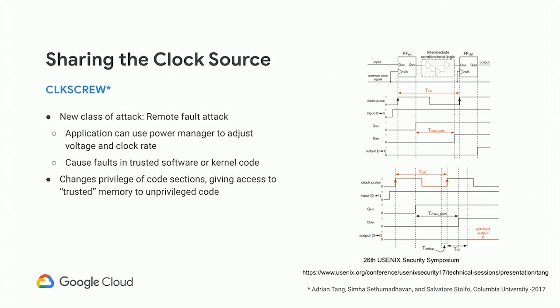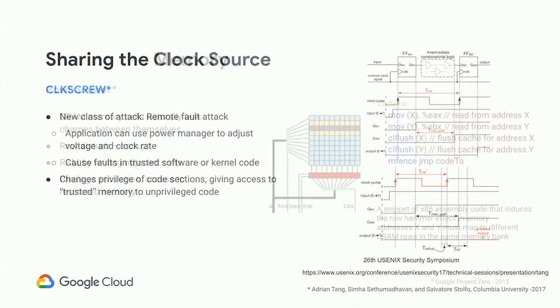Right? So in that case, you get access to the trusted memory with unprivileged code, even though you have all those hardware boundaries that in theory prevent access to that memory. You still access that memory remotely, right?